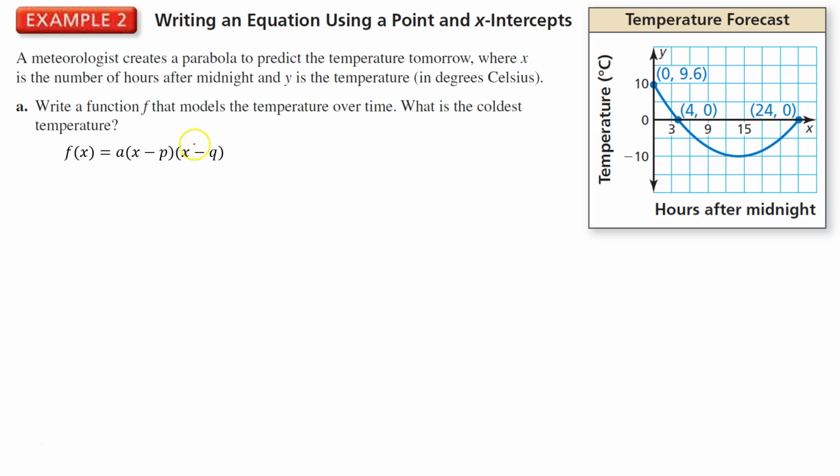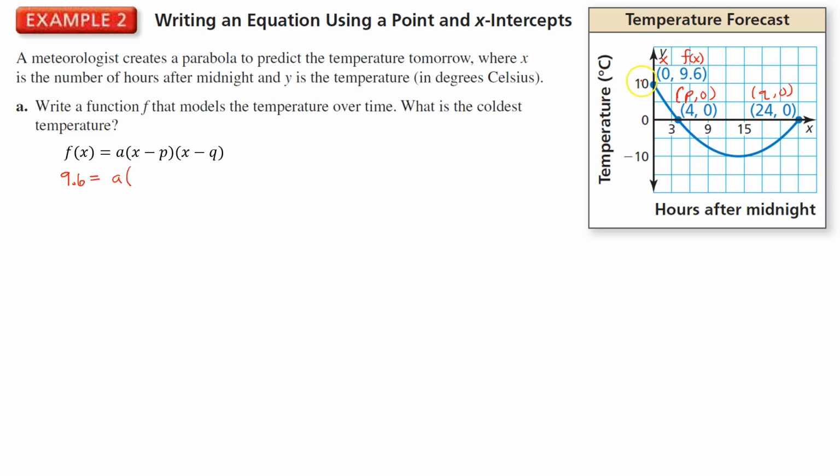Well, let's figure out what numbers are what. So we can call this guy (p, 0), and we can call this guy (q, 0), and it doesn't really matter which one you call p and which one you call q. You're going to get the same equation. This is our x, and this is our f of x. So f of x here is 9.6. A is what we're trying to solve for.